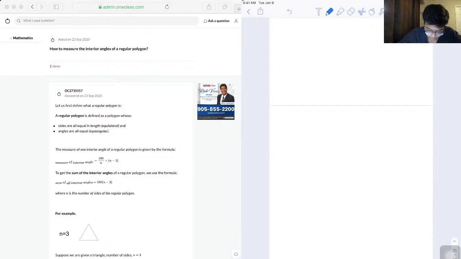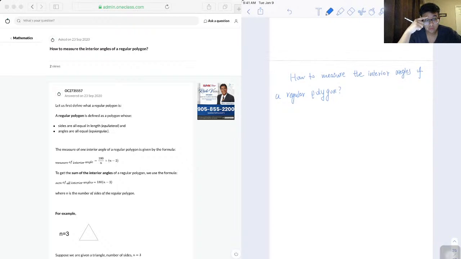Okay, so our next question is asking us how to measure the interior angles of a regular polygon. So first, let's talk about what regular polygons are.